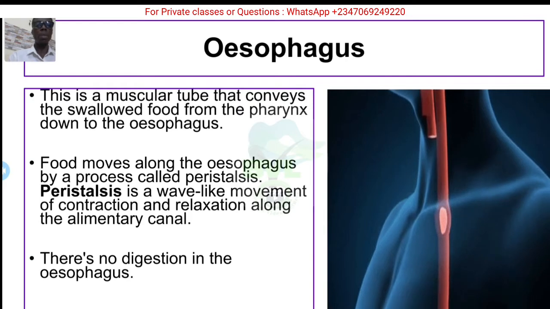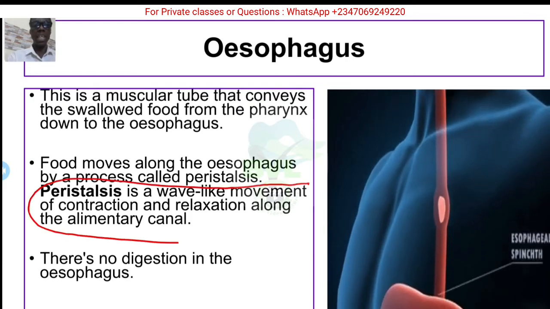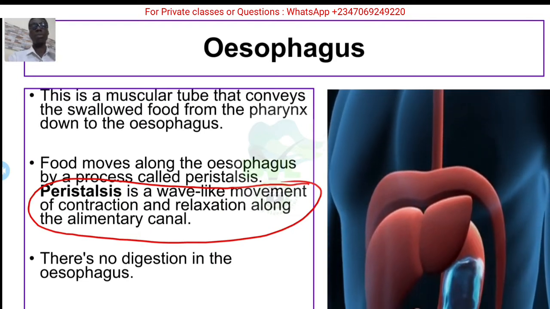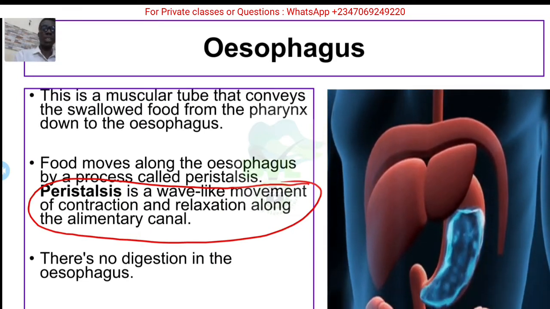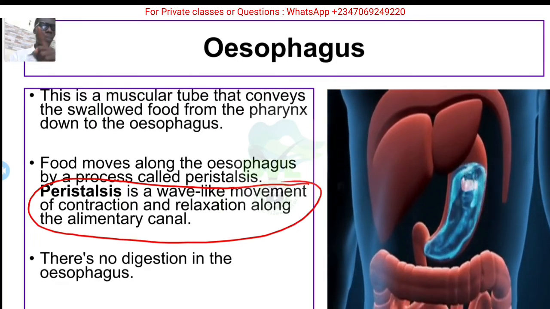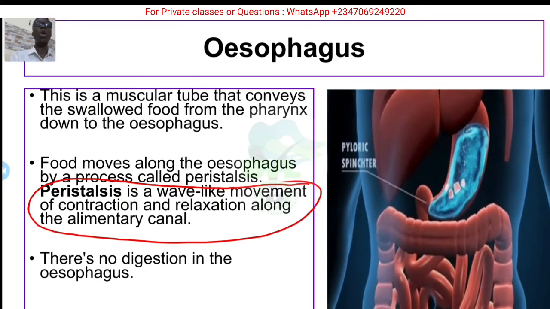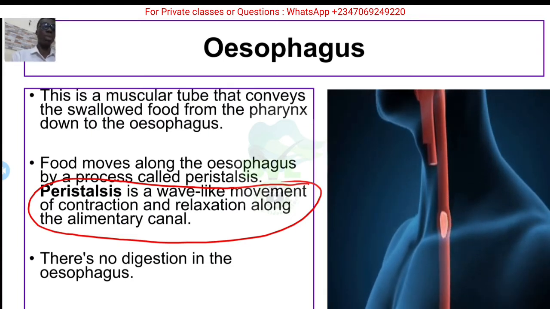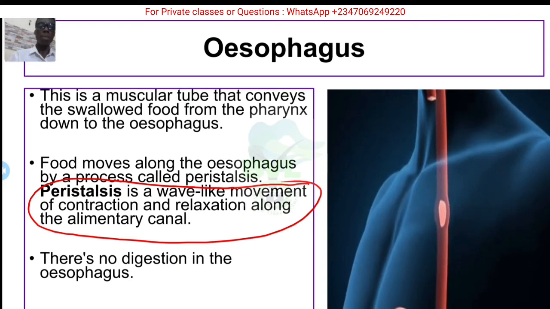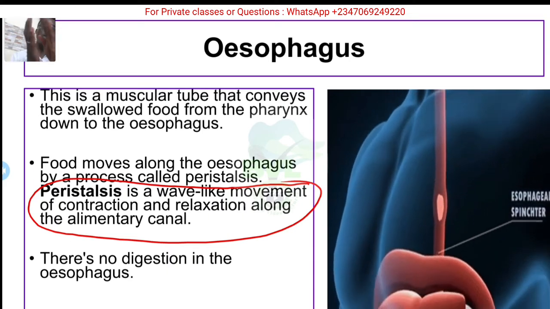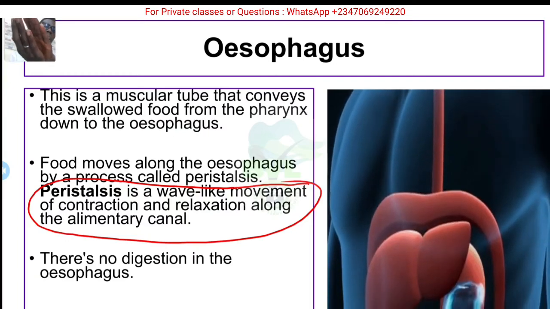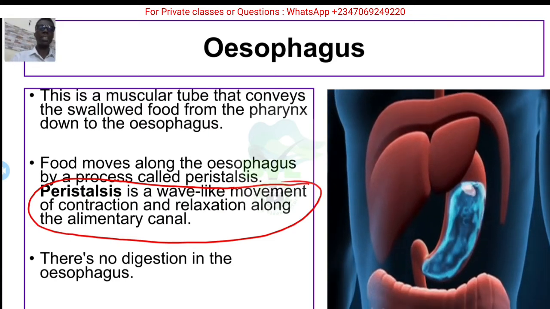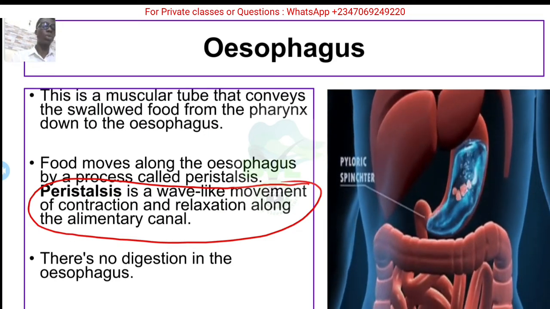But you might want to remember what peristalsis means, which is a wave-like movement of contraction and relaxation along the alimentary canal. Now hear this, please. It's not just the esophagus. It happens all through the length of the alimentary canal, including the small intestine. It goes on and on like that because that's how food moves along. The wall of the alimentary canal pushes the food along. Hope that makes sense. You might want to pause the video to jot things down.